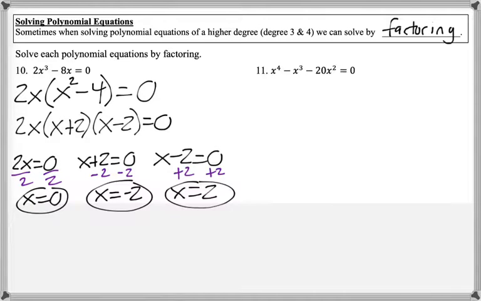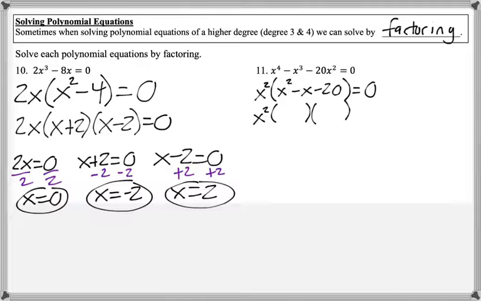On question 11, I'm solving by factoring, and my first step is to factor out the GCF. So I can factor out an x squared out of all of these terms, and that will leave behind x squared minus x minus 20. And then I can factor that trinomial further.